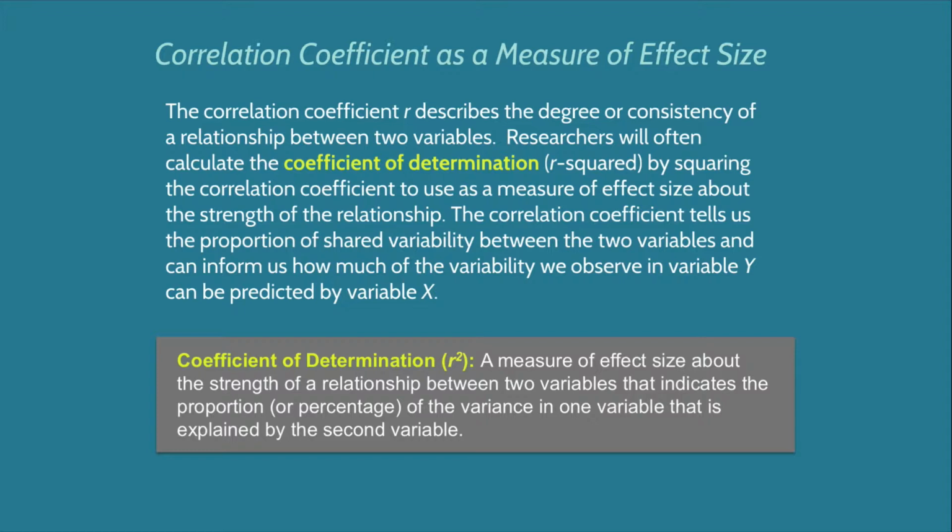Correlation coefficient as a measure of effect size. The correlation coefficient R describes the degree or consistency of a relationship between two variables. Researchers will often calculate the coefficient of determination, or R squared, by squaring the correlation coefficient to use as a measure of effect size about the strength of the relationship. The correlation coefficient tells us the proportion of shared variability between the two variables and can inform us how much of the variability we observe in variable y can be predicted by variable x.